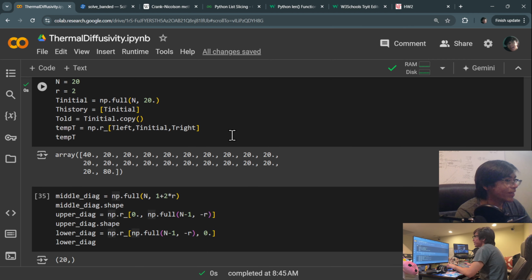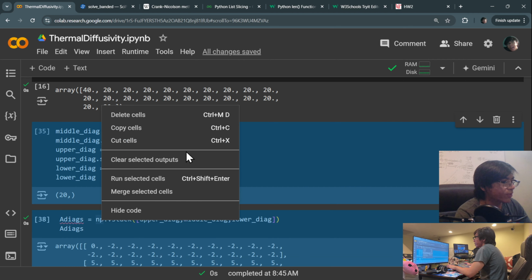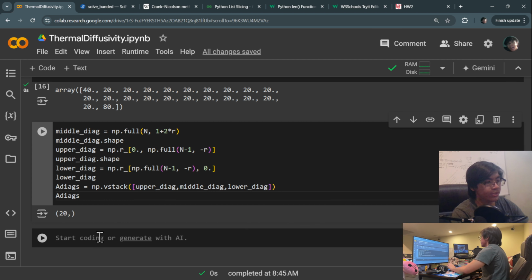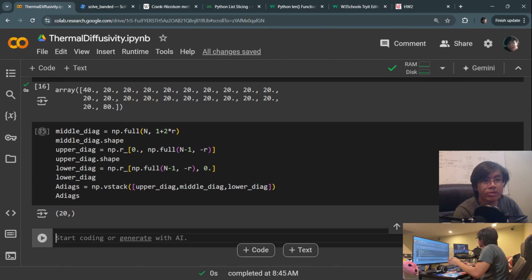Okay, I'll go ahead and merge these. So now we have our A diags, our left-hand matrix. Awesome. All we need now is our right-hand side, which is our B matrix. And the way we're going to do that, let's switch over.